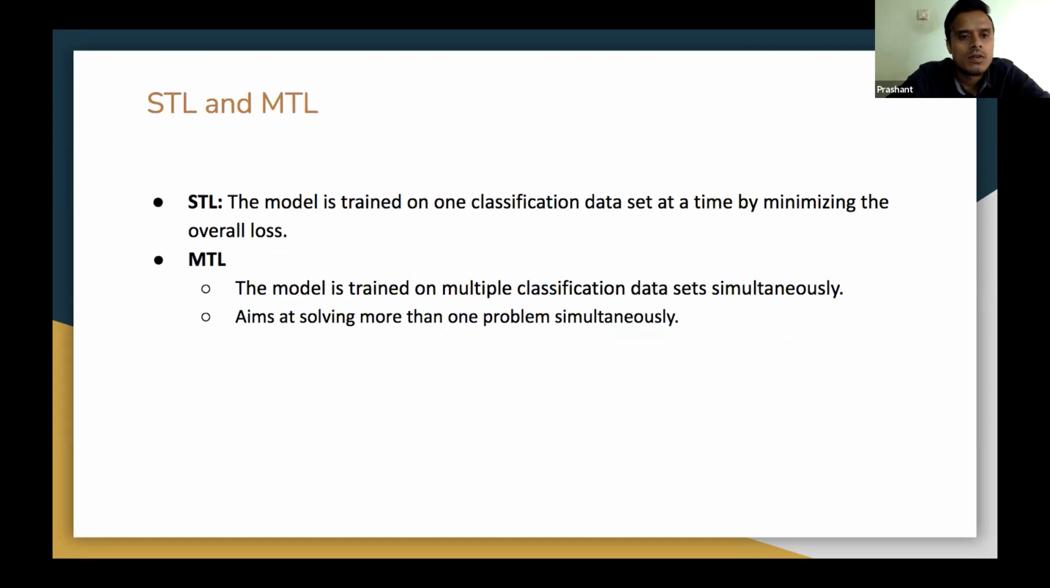As I said, we are using single-task learning and multitask learning objectives to solve the task. Single-task learning can be defined as the model being trained on one classification dataset at a time by minimizing the overall loss, using loss functions such as categorical cross entropy. Whereas in multitask learning, the model is trained on multiple classification datasets simultaneously, and the aim is to solve more than one problem at the same time.